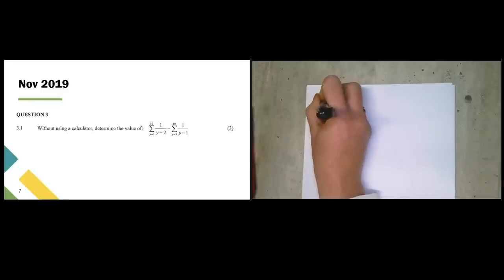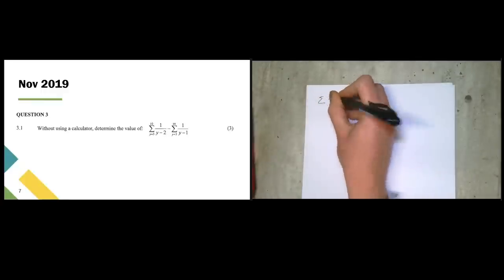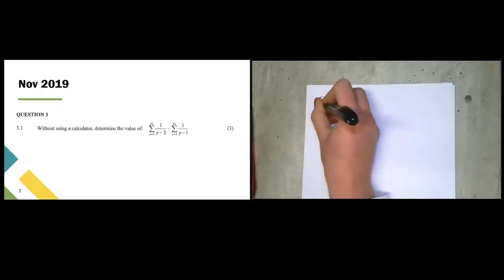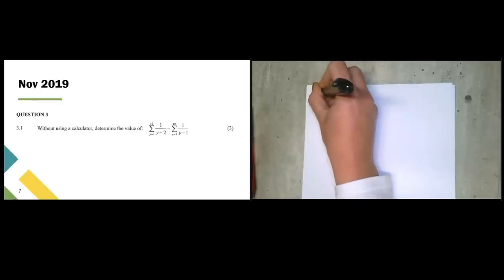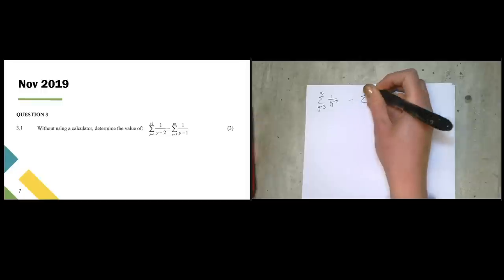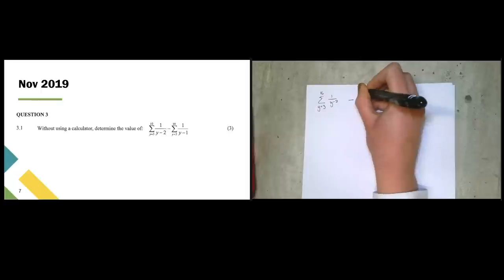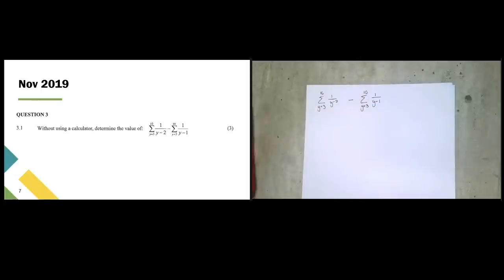So the sum of 1 over y minus 2, the first y value I'm going to substitute in is 3, and the last one is 10, and I must subtract the sum of 1 over y minus 1, the first y value I must substitute in is 3, and the last one is 10. And I'm not allowed to use my calculator. So the only way to do this is by writing it out. So let's go do the first one first.